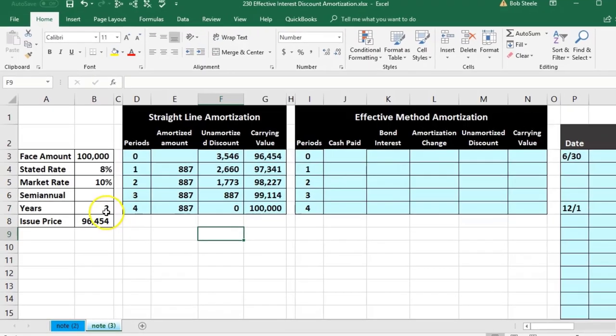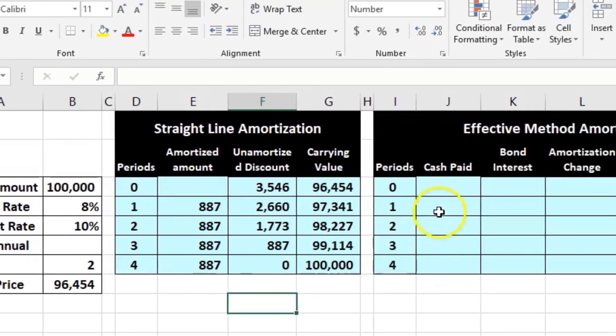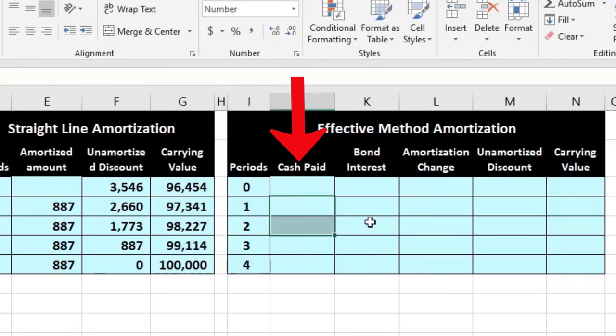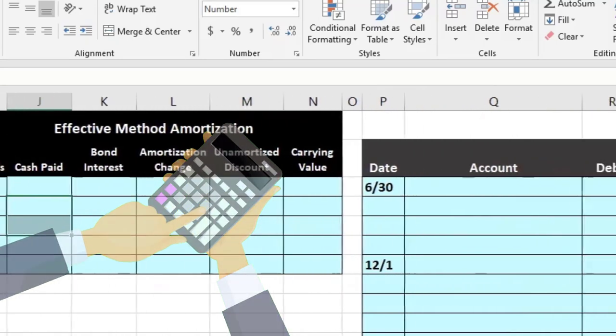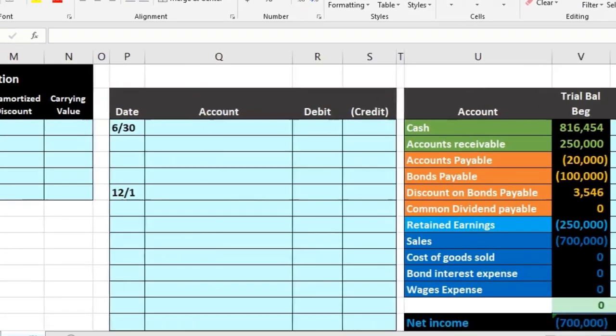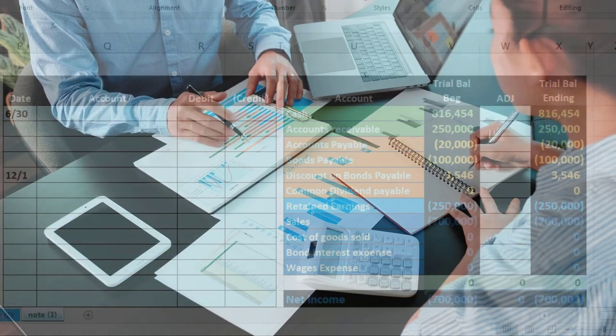Our information will be on the left side. We'll put the data into this table, and then we'll calculate a couple different journal entries related to this information and post them to a worksheet so that we can see what the effect is.